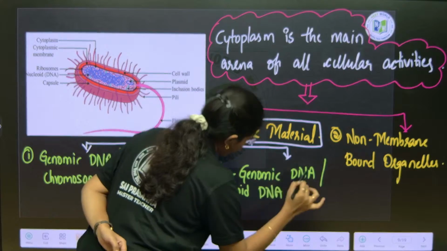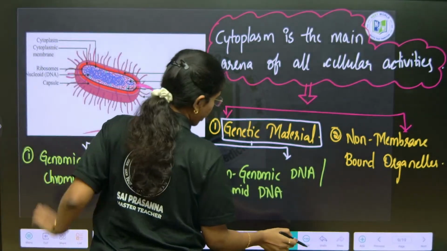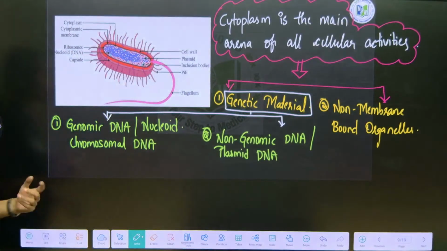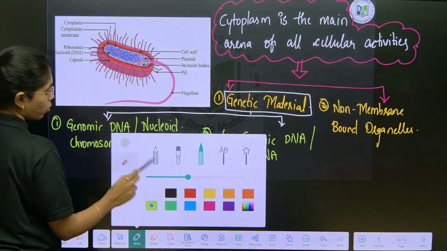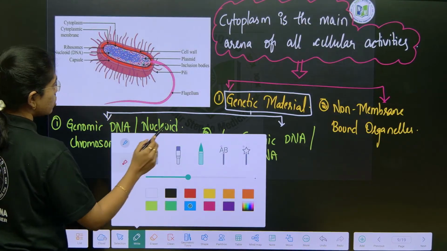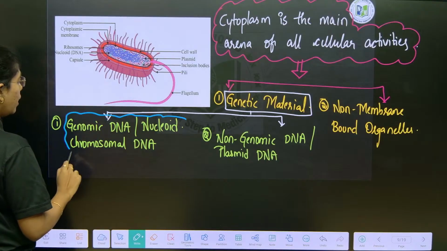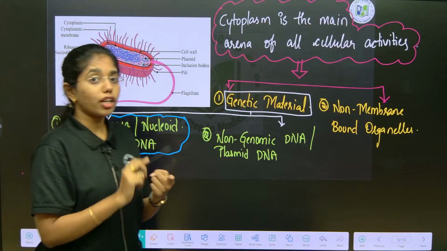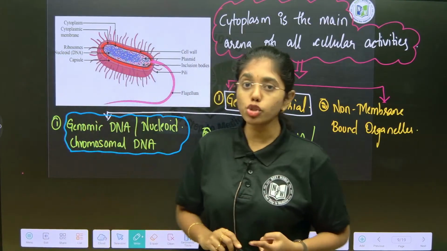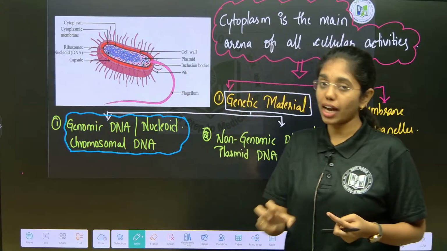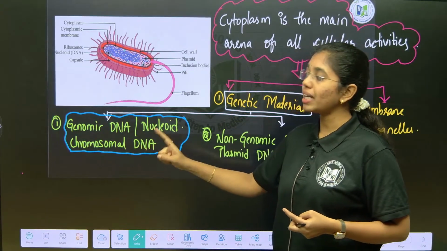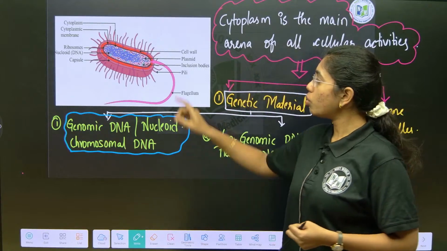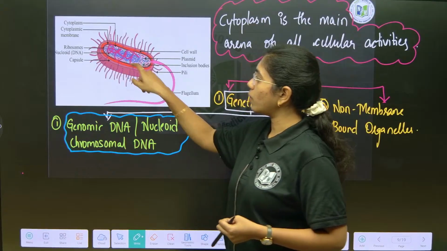Fine, right? Two types of genetic materials. I hope you are clear on this. First, about genomic DNA or nucleoid or chromosomal DNA. Genomic DNA consists of double-stranded circular DNA, and there are no histone proteins to bind that negatively charged DNA. Other than histones, it has polyamines to hold that double-stranded circular DNA.